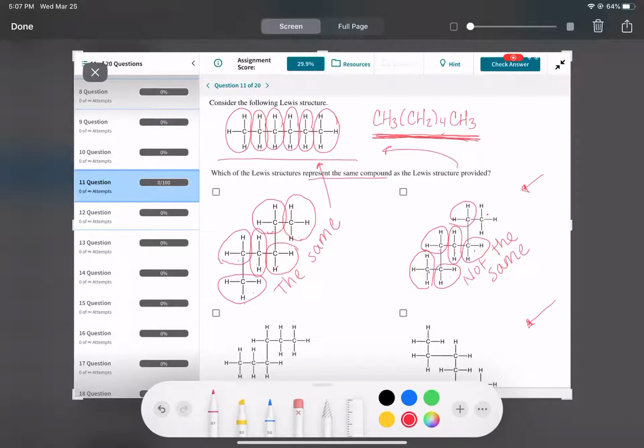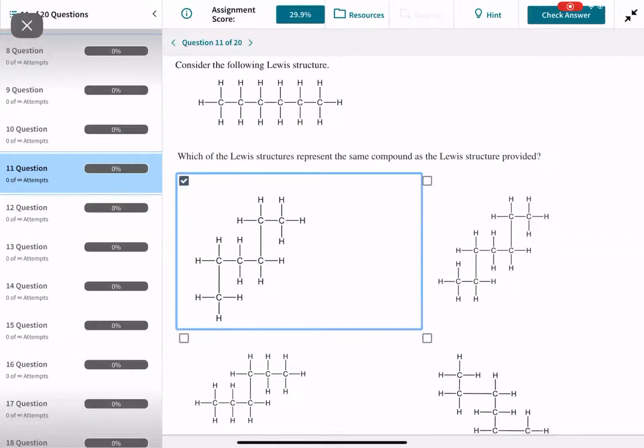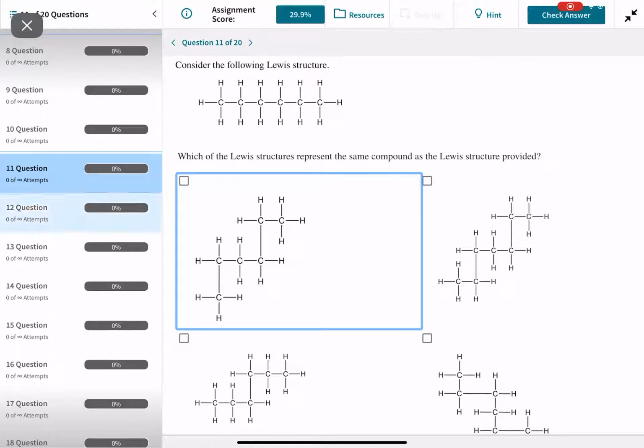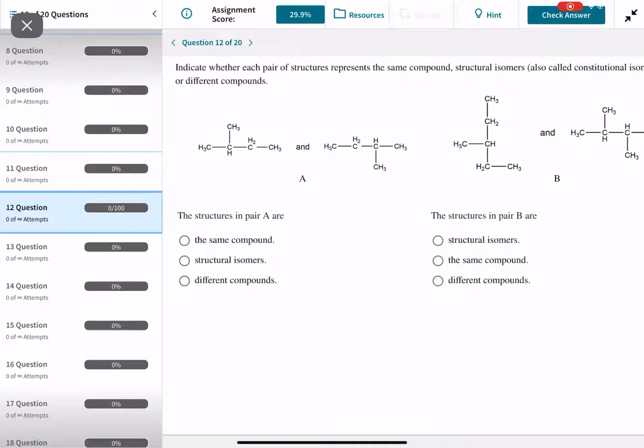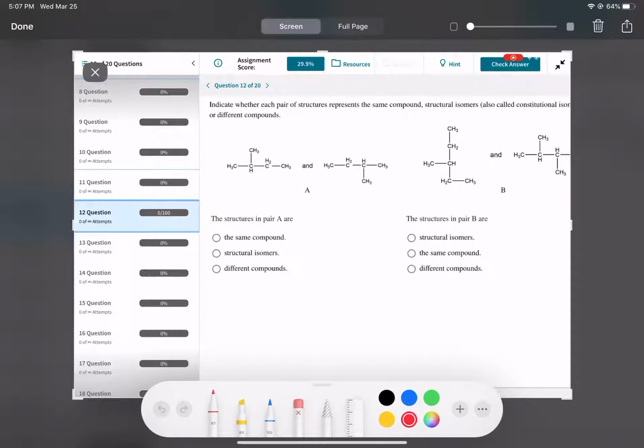So that's the strategy that you're going to take with this. And with this particular problem, there's going to be more than one right answer. Like maybe that's another right answer. So make sure you look at all of them and select all of the ones that are identical. This question, question 12, is really similar. It's just not as big. So it's giving you pairs of molecules. So we're looking for starters.